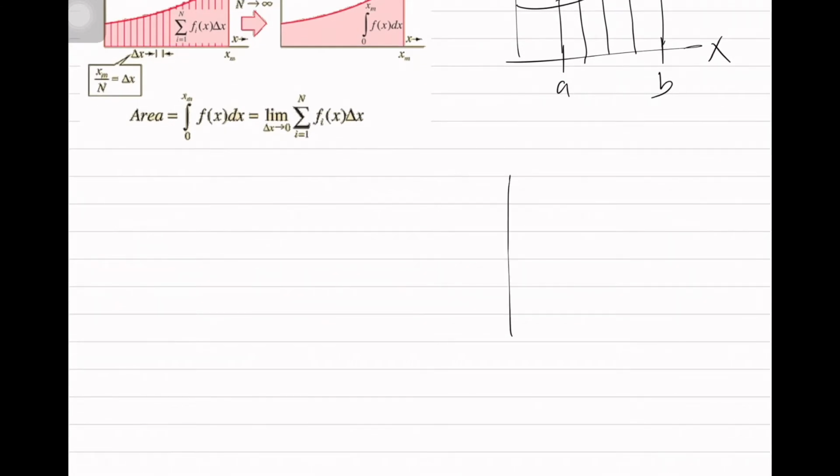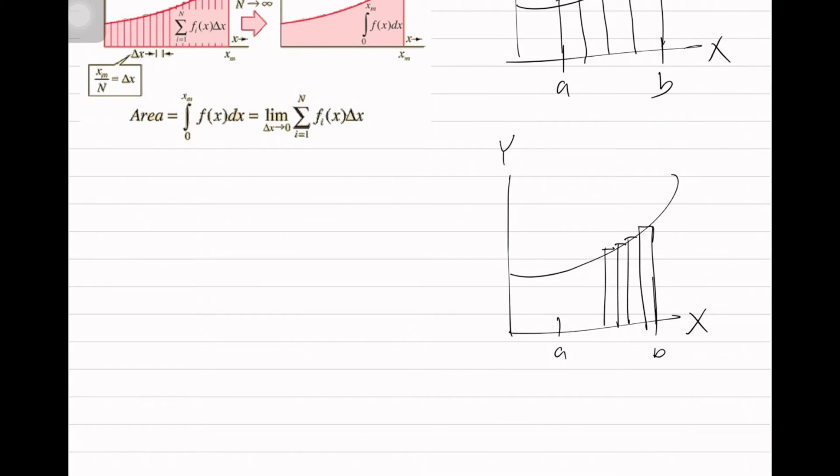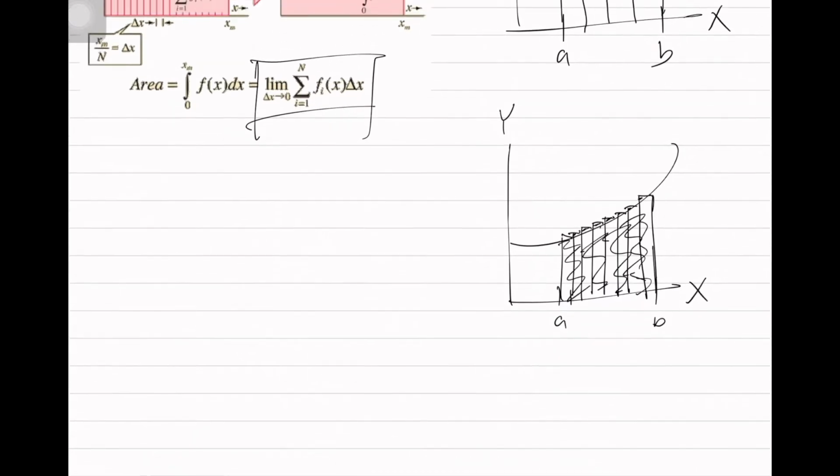Someone then noticed that if we were to actually make these rectangles smaller, again keeping from A to B, the actual amount of area above the curve is greatly decreased. And if this is greatly decreased, then the addition of all of these rectangles will give you a better approximation of the area under the curve. And that is where this comes in, or that equation.